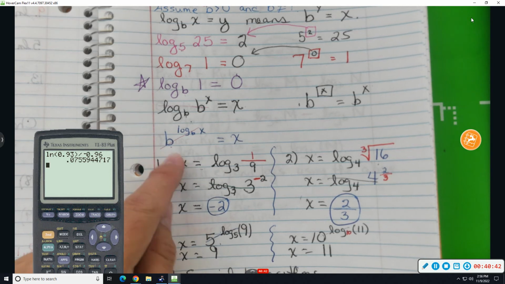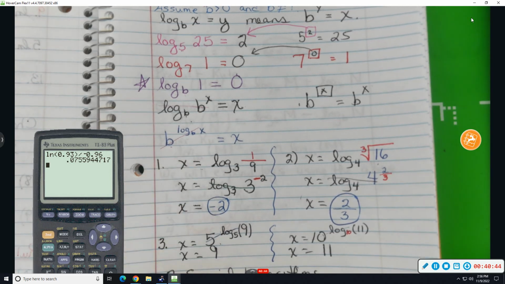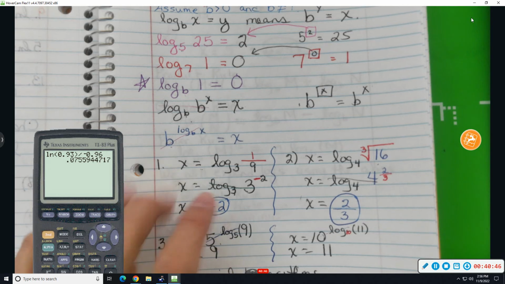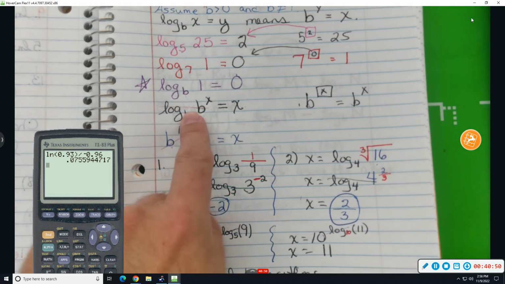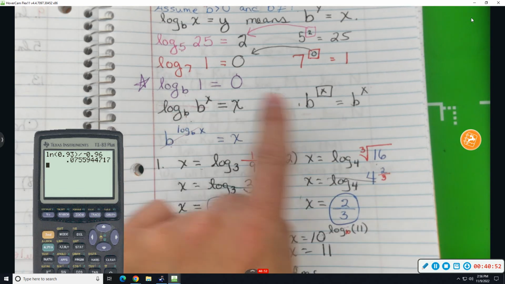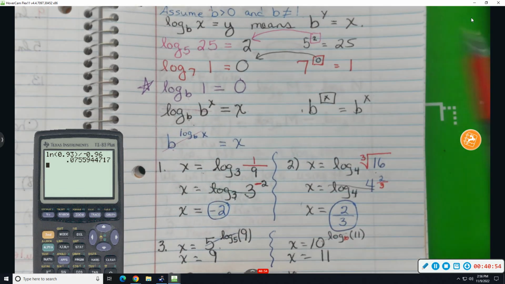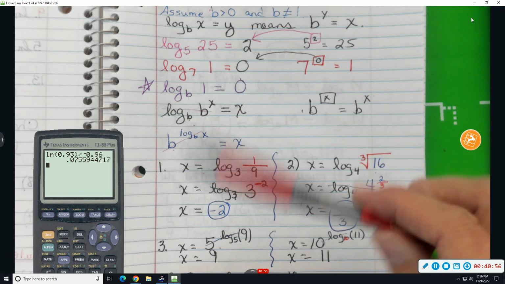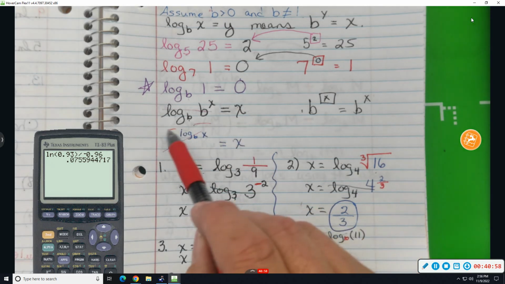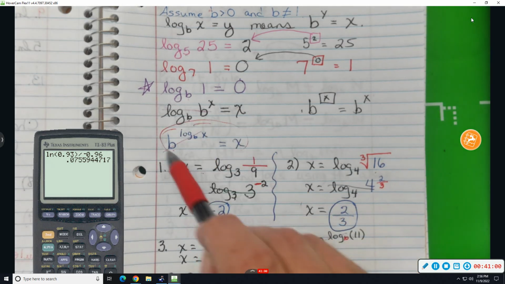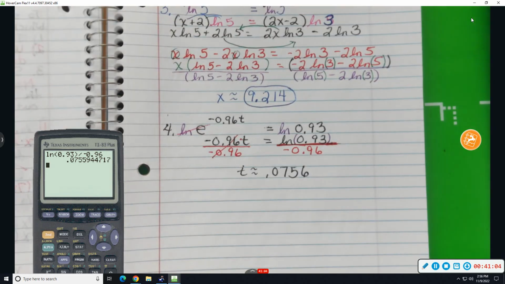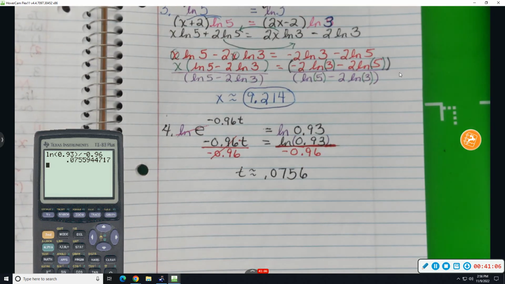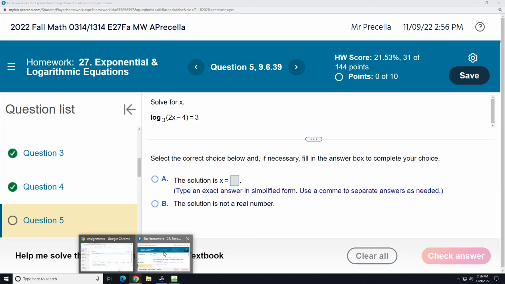To solve it, you want x equals a number. So you're going to have to cancel out the logarithms using this idea of the common base. This rule and this rule. This rule right here, we're going to be using when we do problems 5, 6, 7, 8, 9, 10. Let me show y'all what I mean.